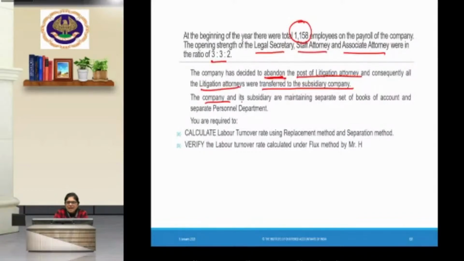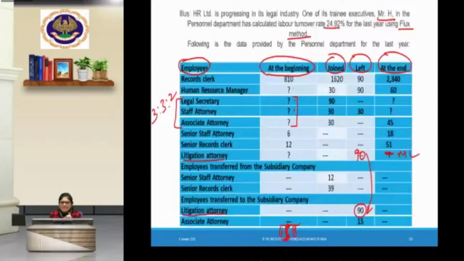The company and its subsidiaries are maintaining separate sets of books and separate personnel departments. So we have to calculate the labor turnover rate as per the replacement and separation method and also the flux method. So let us see how we can find it. They are saying that the subsidiary and the main company are different. Clear? We don't have to focus on the subsidiary. We just have to focus on the main part. So we have to just find out the information.